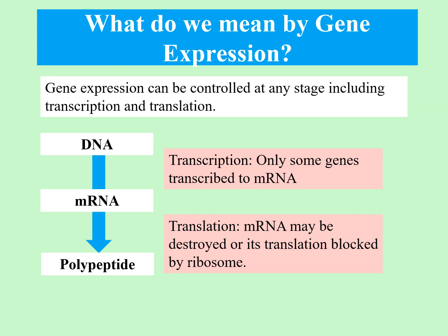By gene expression, we talked about this last time in the last video. It's about the genes being switched on effectively. And we can alter whether a gene is switched on by stopping it from doing transcription. So only some genes get transcribed into messenger RNA, or we can destroy the messenger RNA, preventing translation or blocking it at the ribosome, preventing the polypeptide from being made.